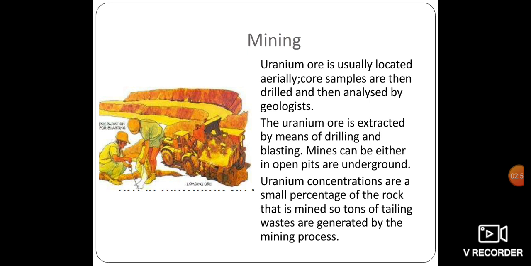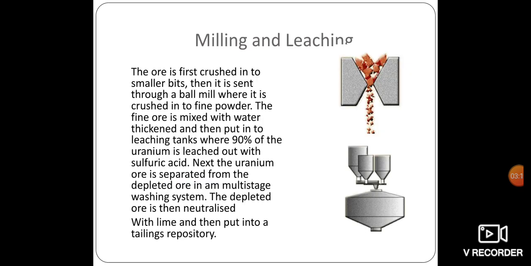The uranium ore is extracted by means of drilling and blasting. Mines can be either in open pits or underground. Uranium concentrations are a small percentage of the rock that is mined, so tons of tailings or wastes are generated by the mining process. Milling and leaching. The ore is crushed into smaller bits, then sent through a ball mill where it is crushed into fine powder. The fine ore is mixed with water, thickened, and then put into leaching tanks where 90% of the uranium is leached out with sulfuric acid.